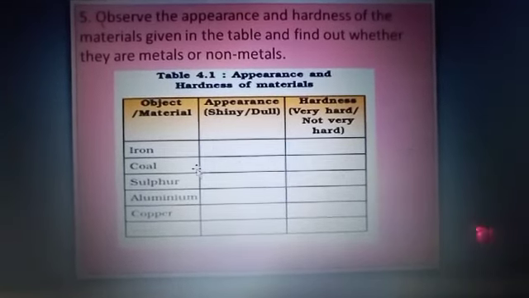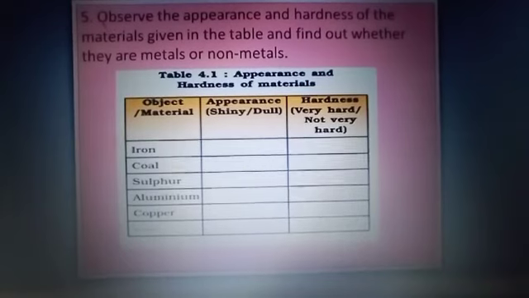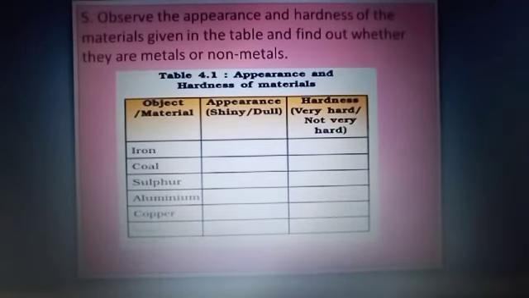So from here, the first part of metals and non-metals from your chapter 4 is over. Next video, I'll be doing on physical properties of metals and non-metals.